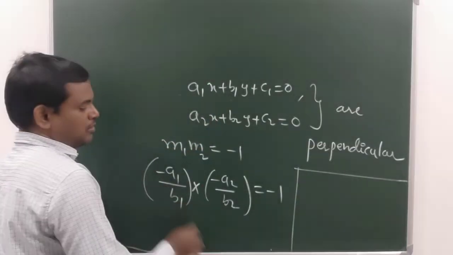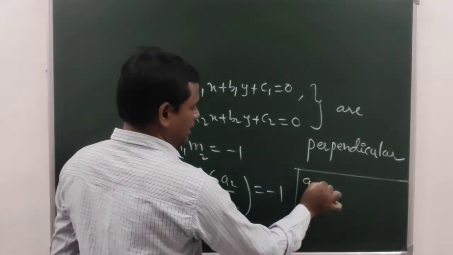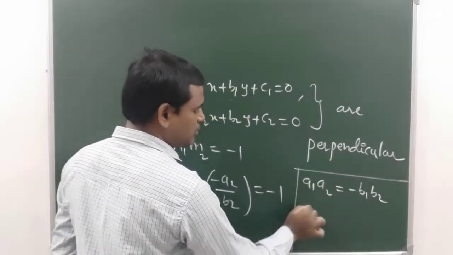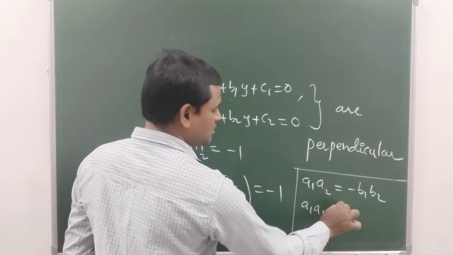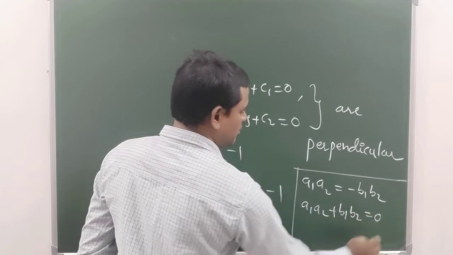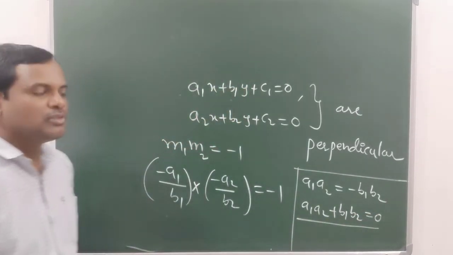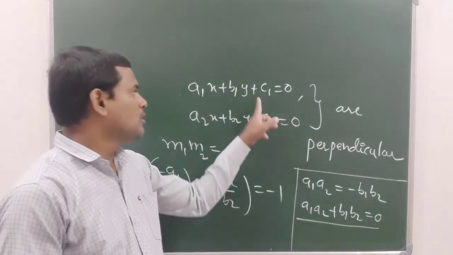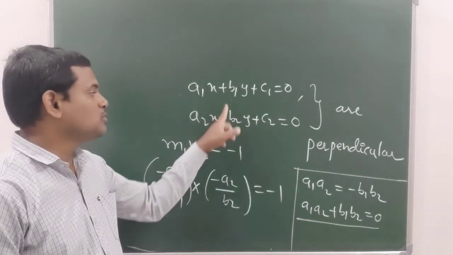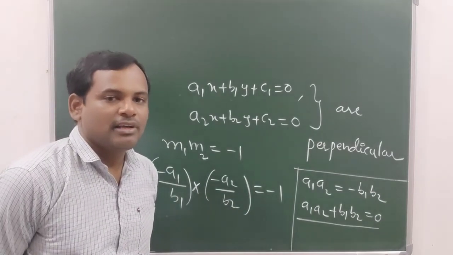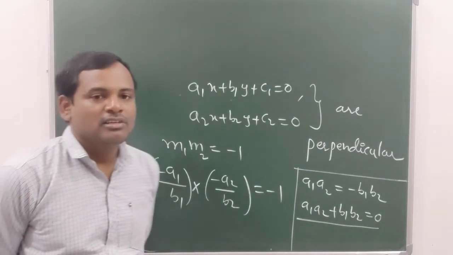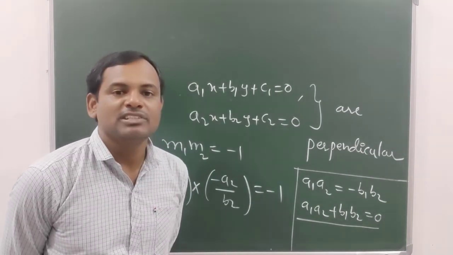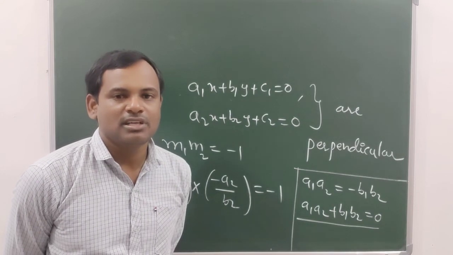See, a1, a2, which is equal to minus b1, b2 we will get. Transfer this one to the left side. a1, a2 plus b1, b2, which is equal to 0. So this is the condition to become these two given lines are perpendicular. Okay, so these are the some important properties under this slope of a straight line in two-dimensional geometry.